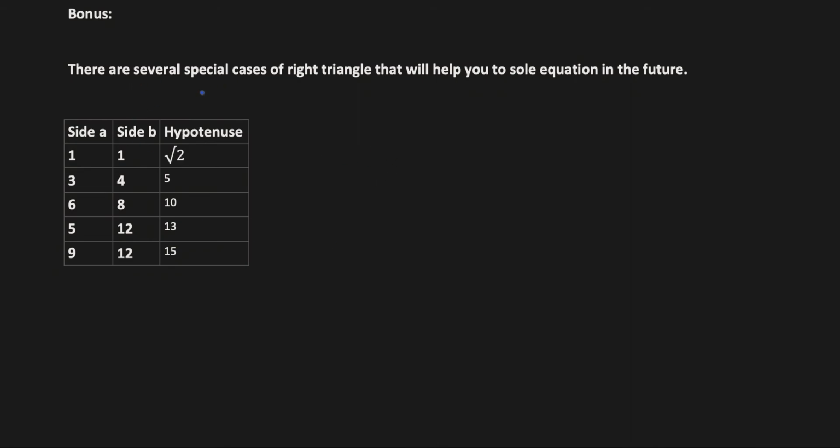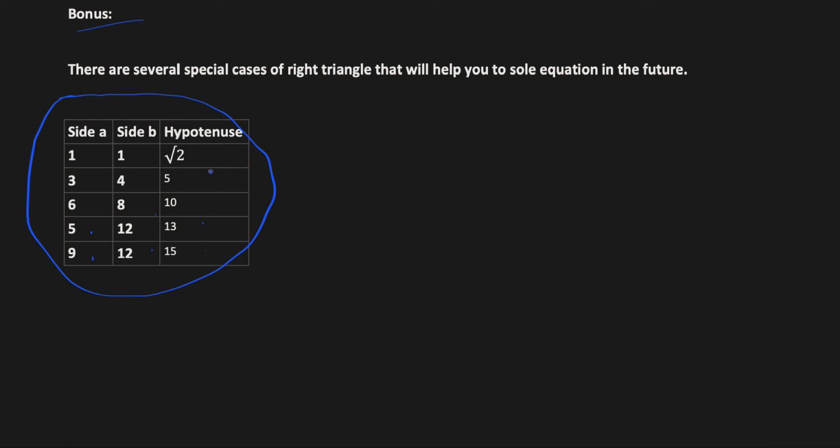As you can see, this is a bonus thing, and it's also important that you memorize this, and you'll know what the hypotenuse should be for two given sides. So if side A is 1 and side B is 1, our hypotenuse is the square root of 2. If it's 3 and 4, it's 5. For a side of 6 and another side of 8, our hypotenuse is 10. For 5 and 12, our hypotenuse is always 13. For 9 and 12, it's always 15.